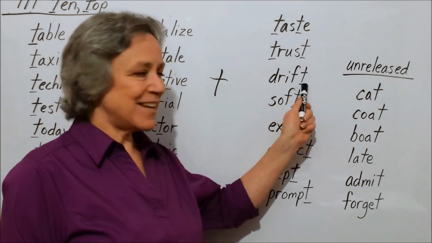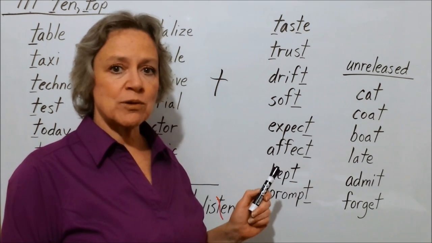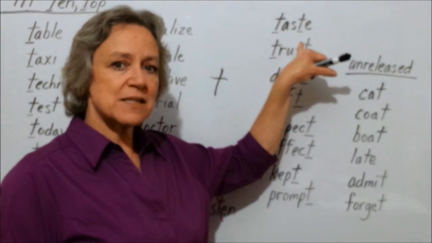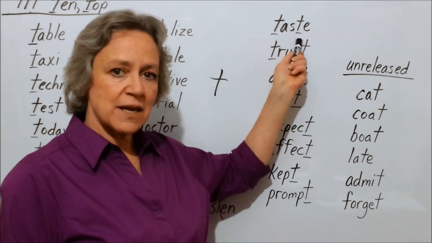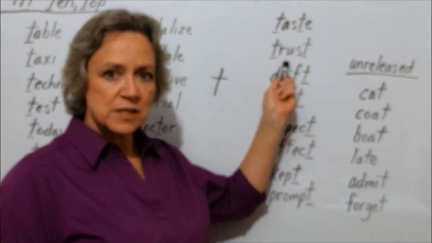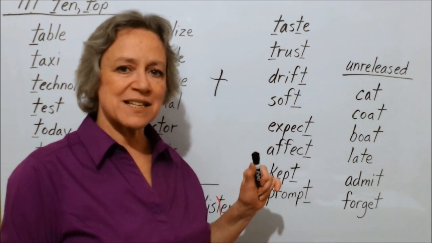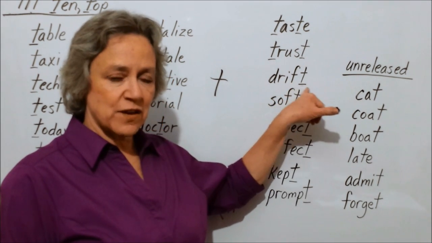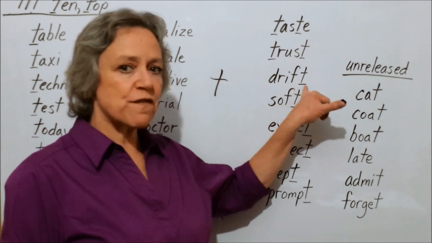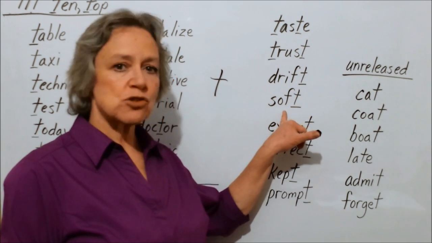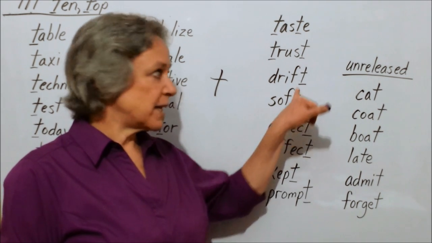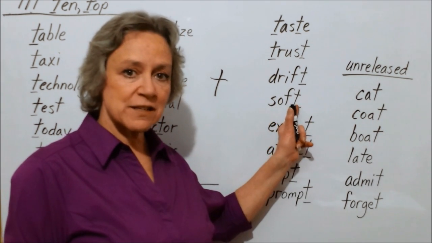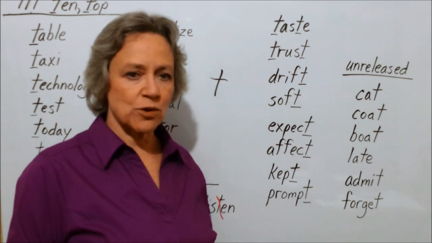I pronounced the T as T. And we usually do for words that end in S-T. Taste. So it ends in both an S and a T sound. Taste. Trust. It ends in S-T. In these two words, we have endings of F and T. Drift. Soft. In these words, and many other words that end in F and T, we do pronounce the T sound at the end of the word.